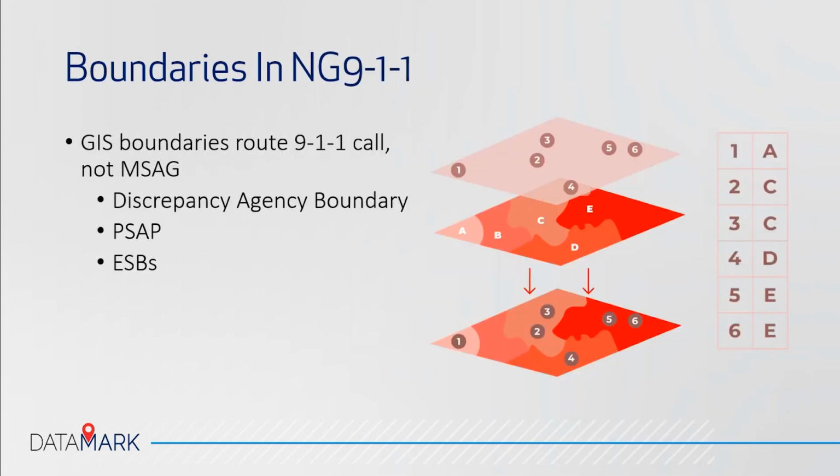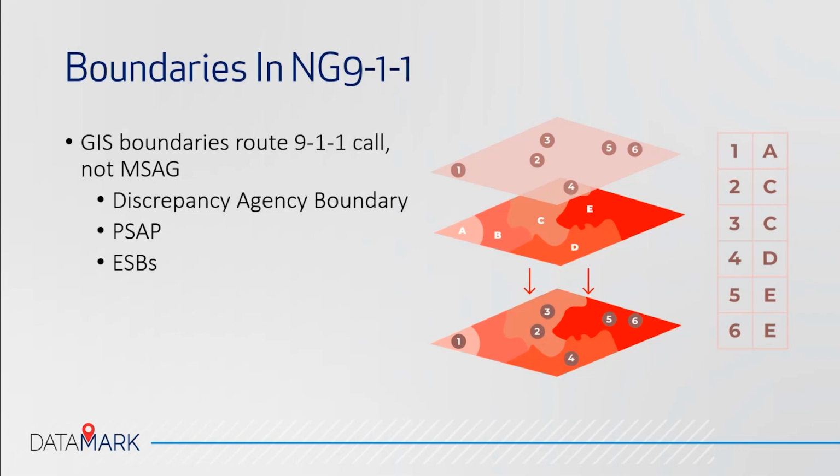So in next generation 911, the big paradigm shift is that we are really moving away from the MSAG and ALI data. Now, this is not something that's going to happen overnight. Okay, many of us nationally are in this kind of transition stage where you're really going to be using both, and you're still working on your MSAG, and what you really should be doing at this point is reconciling your GIS data with what's in your MSAG and your ALI data. You want them to answer the same questions, okay?